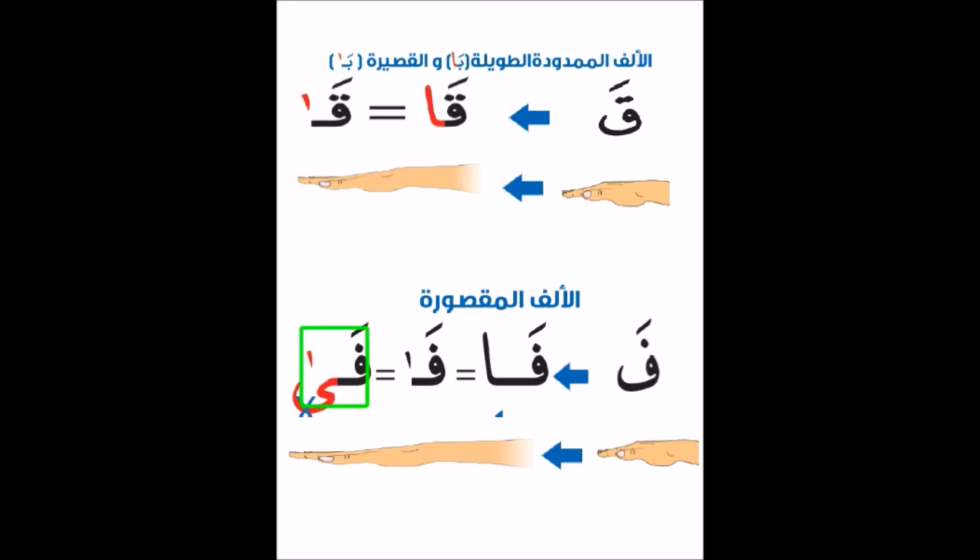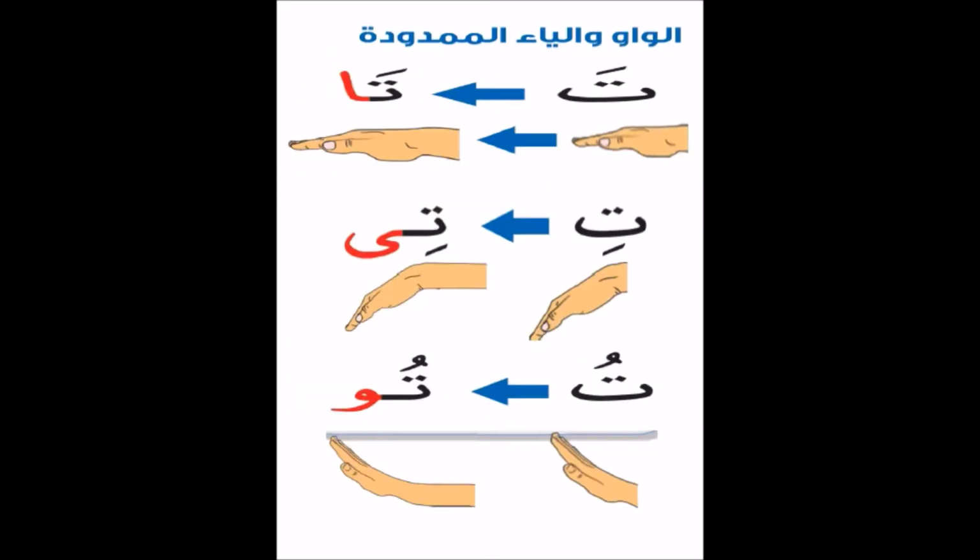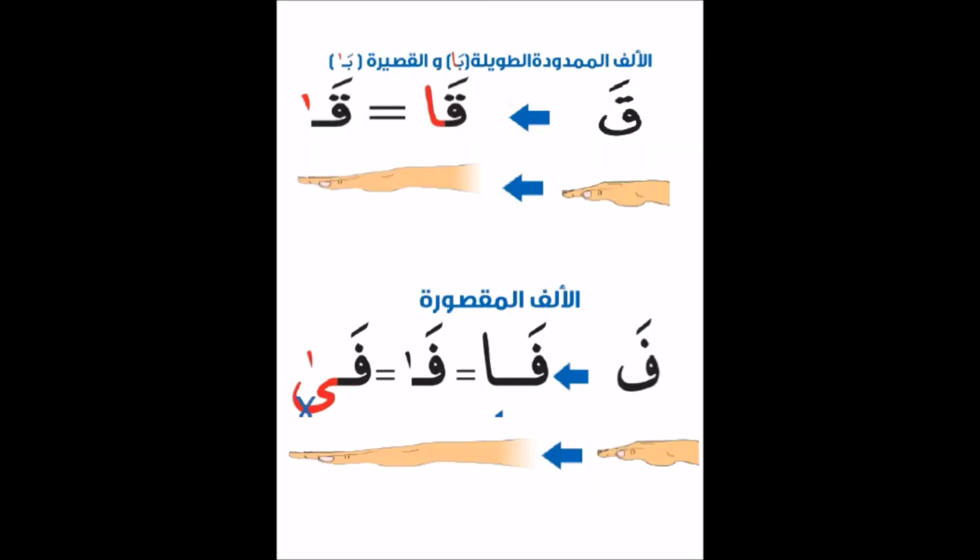So all of them can be represented by the long hand, all forms of alif, long, short, and the maqsura, and of course we ignore the shape with the X. Moving along from the alif, we have the ya and waw mamduda, which is the same idea, extending the corresponding haraka.